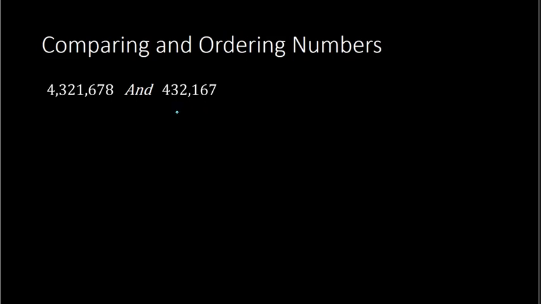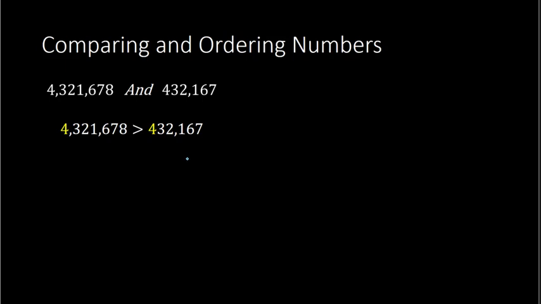So what you want to do is begin by looking at the first number. So look at the 4s. And notice in this case, the 4 is in the millions place for the first number. Second number, the 4 is in the hundred thousands place. So what number is bigger? Is million bigger or is hundred thousands bigger? Well, millions are bigger than hundred thousands, so therefore 4,321,678 is bigger than 432,167.